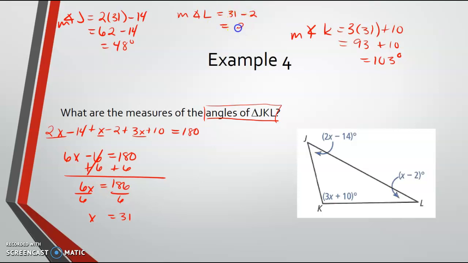And then from here, we're going to do the measure of angle L, which is 31 minus 2, which equals 29 degrees. And if you ever are not sure if you did this right, take 48 plus 29 plus 103, and they should equal 180 degrees. If they don't, then there's something off somewhere. I would start by double checking when you found your angles. But that is it. Again, three inside angles add up to equal 180 degrees.